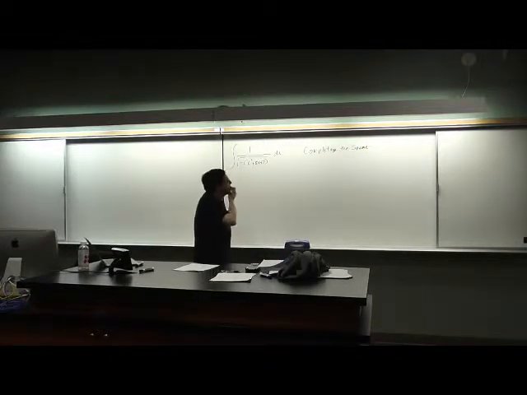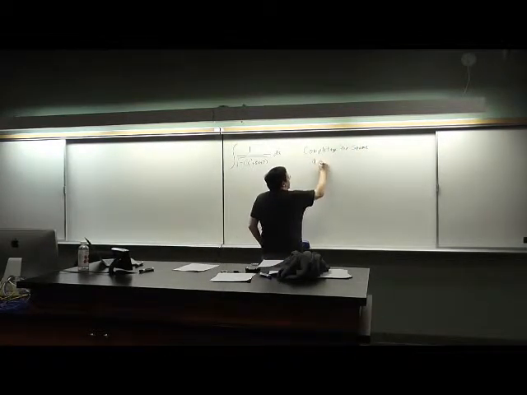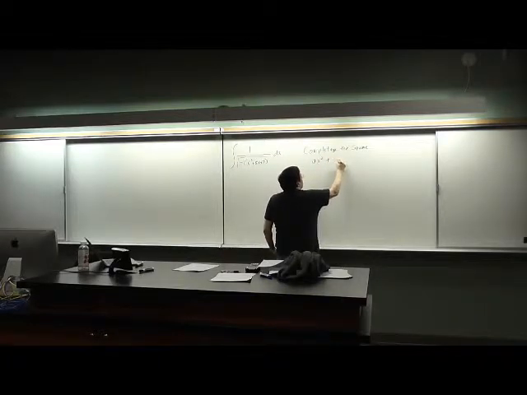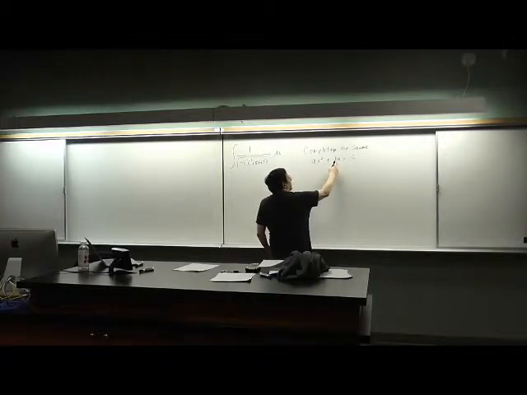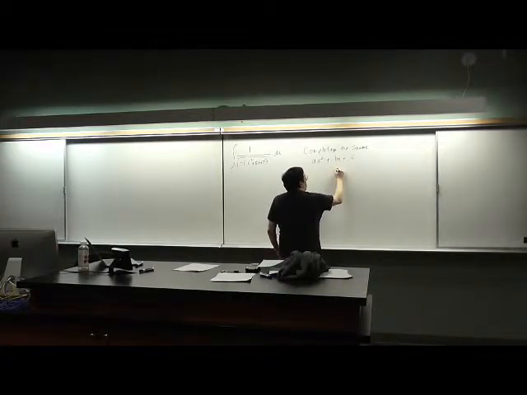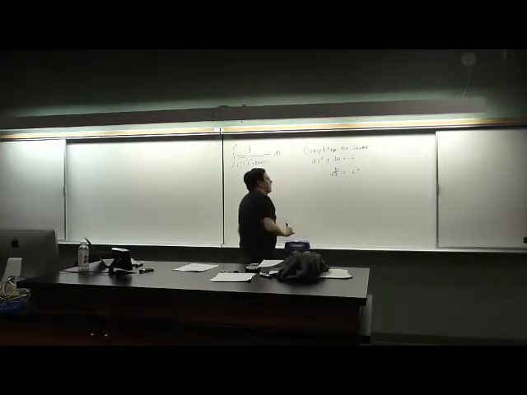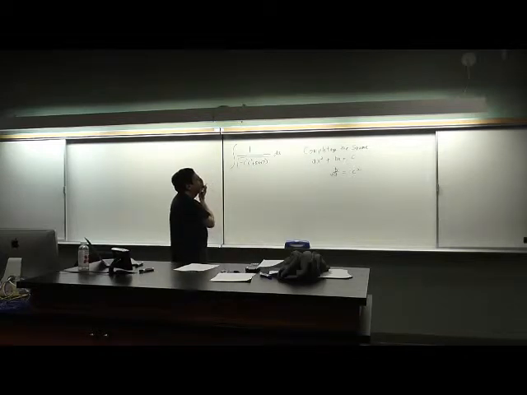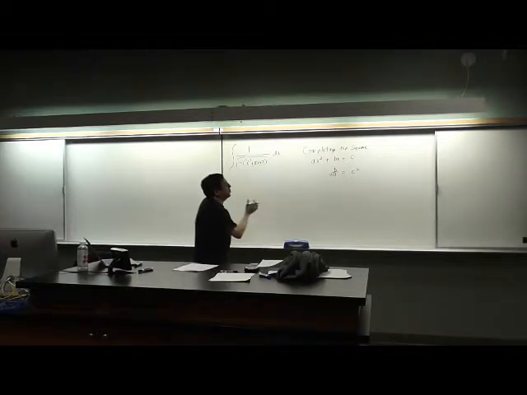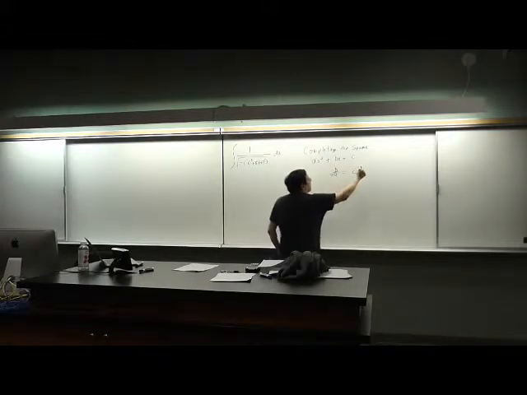So how do we do that? In the general case, you take ax squared plus bx plus c. And what do you want? You want b over 4a equal to c squared. That's how you do it. In other words, you want this to become a perfect square.